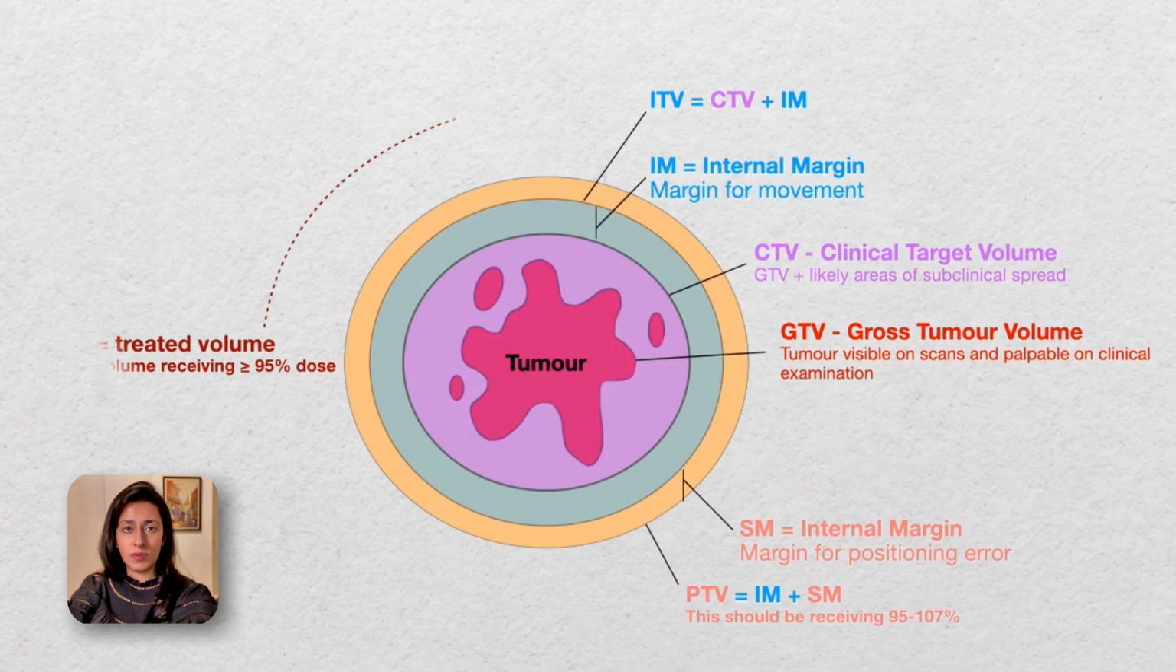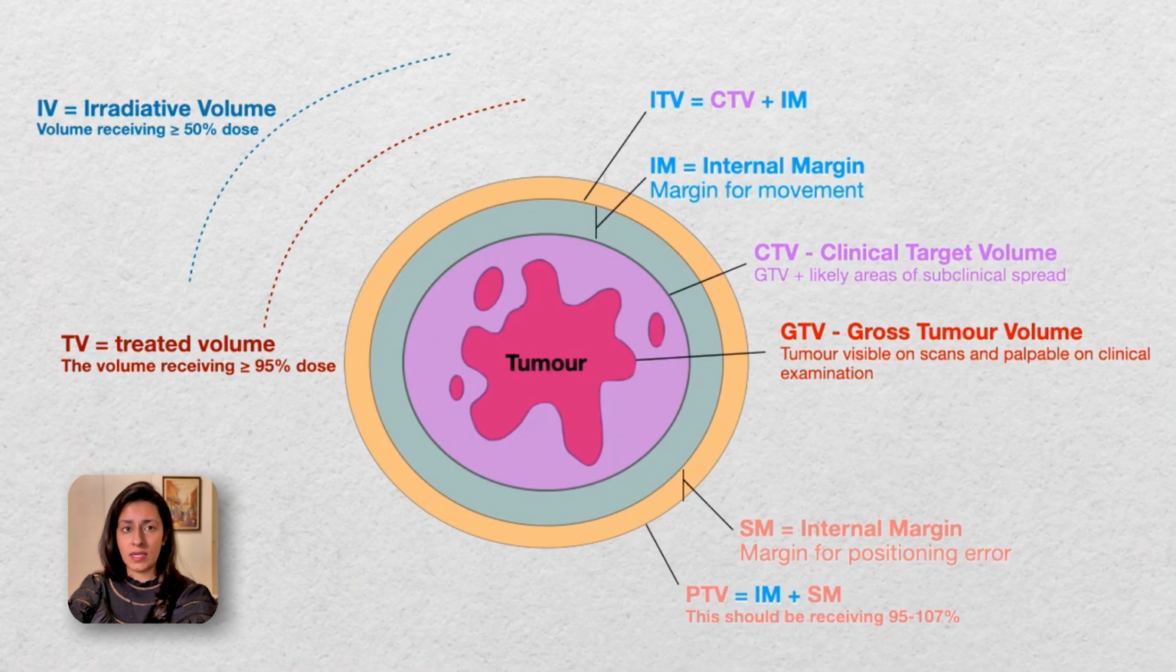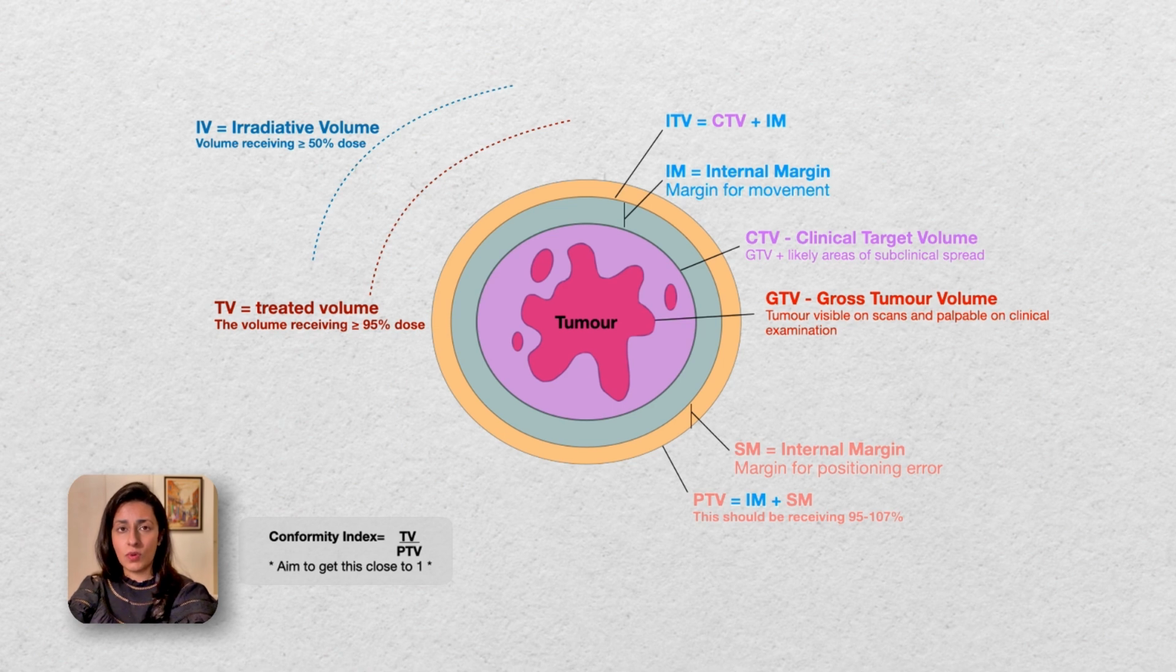The treated volume is a volume receiving more than 95% of the dose, so that which is sufficient to achieve the purpose of the treatment. The irradiated volume is the volume receiving more than 50% of the dose, a dose that is significant for normal tissue tolerances. The Conformity Index is the quotient of the treated volume and the volume of the PTV.